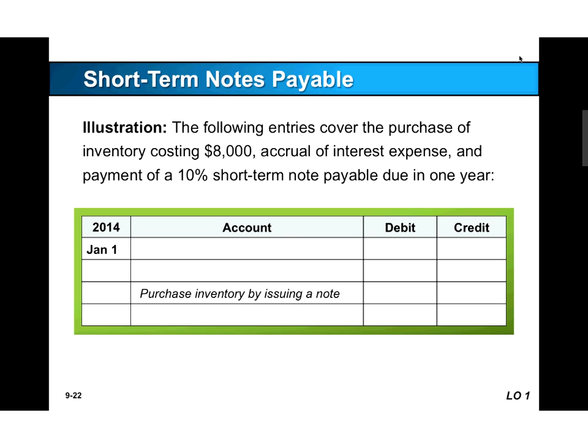So the first entry we start with is purchasing this inventory. We purchased inventory costing $8,000 using a note. We got inventory in, so we will debit inventory for $8,000. We will credit notes payable for $8,000. So in this entry, when we signed the note to pay for inventory, we're increasing assets for the inventory value, and we're increasing liabilities for the note that we signed. So that's entry 1.